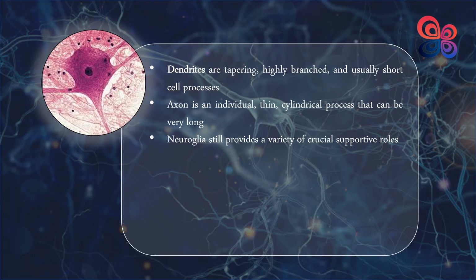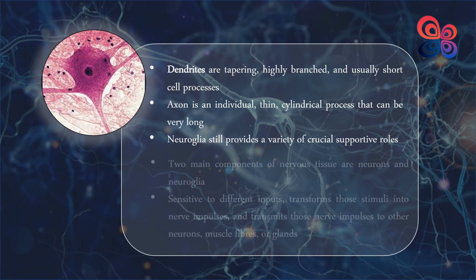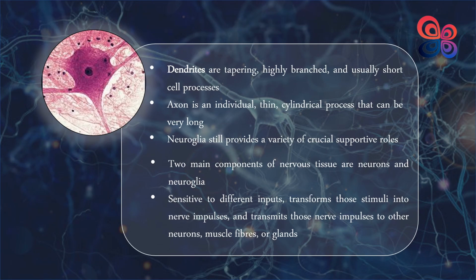While not producing or carrying nerve impulses, neuroglia still provides a variety of crucial supportive roles. The two main components of nervous tissue are neurons, which are made up of a cell body and processes that extend from it, and neuroglia, which do not produce or conduct nerve impulses, but serve other crucial supporting roles. This tissue is primarily found within the nervous system. The activity is sensitive to different inputs, transforms those stimuli into nerve impulses, and transmits those nerve impulses to other neurons, muscle fibers, or glands.